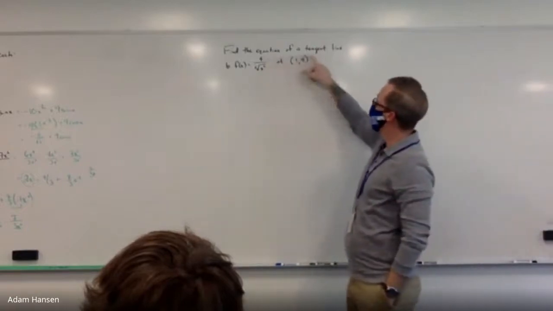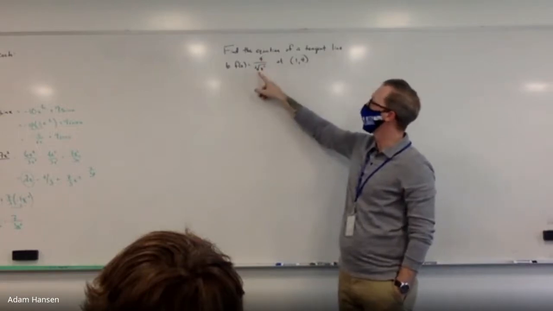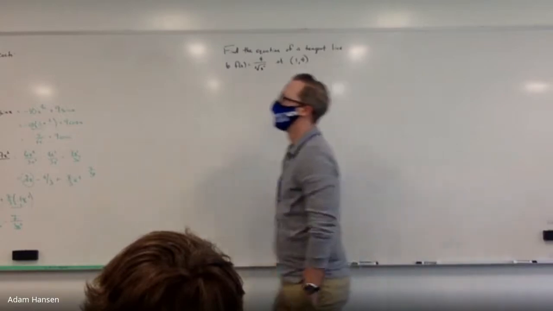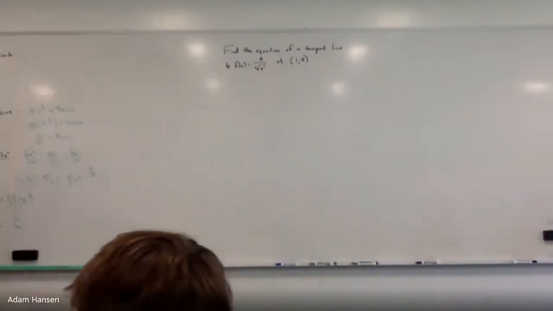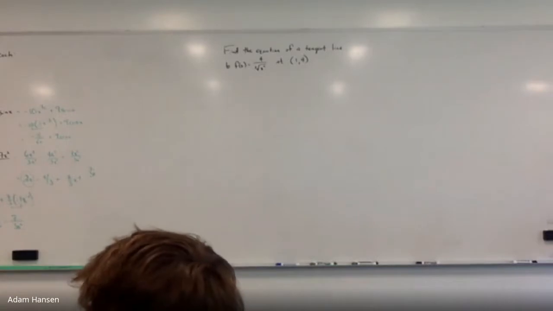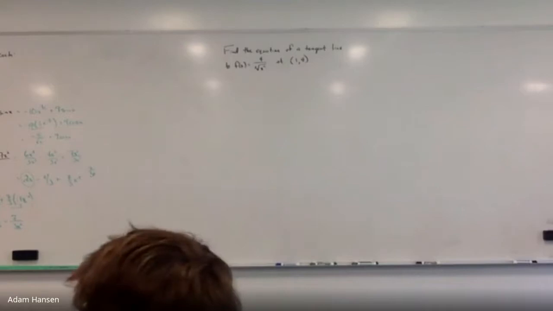Find the equation of a tangent line to our function f of x equals 4 over the cube root of x squared at the coordinate (1, 4). On the Desmos graph on the television screen, I have the graph of 4 over the cube root of x squared and the coordinate (1, 4) on that equation labeled right here.